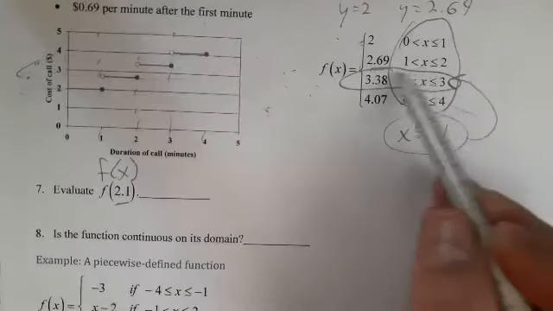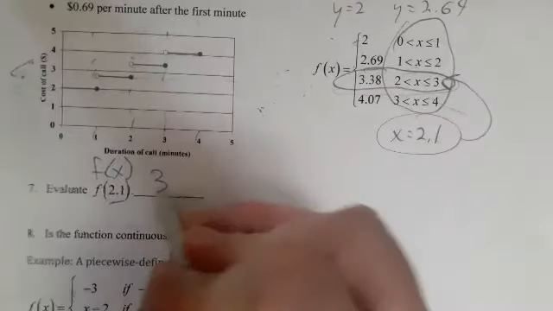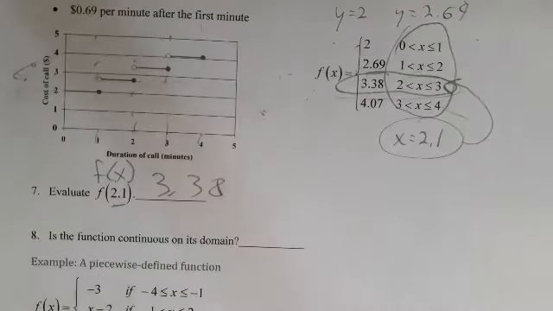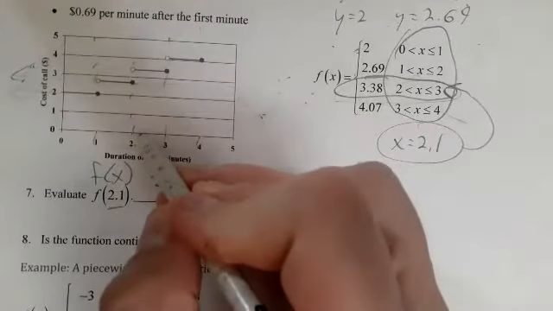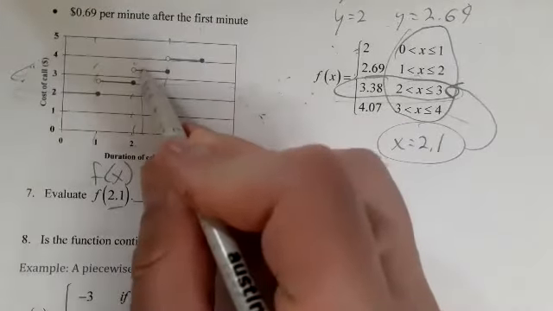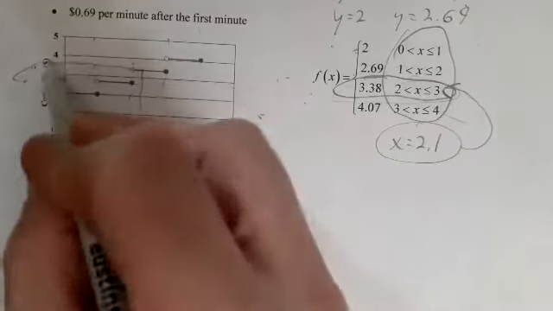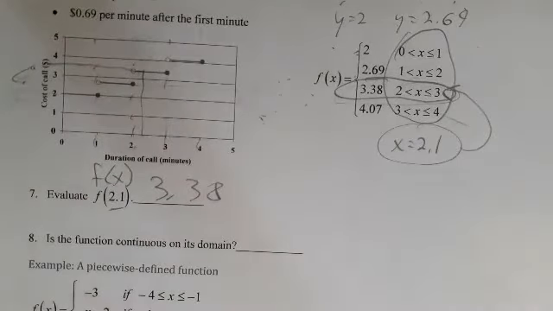So I'm using this line right here where it says 3.38. And if we look at 2.1, like I said, it's between 2 and 3. It's right in here. That's going to be the 3.38 line over in there.